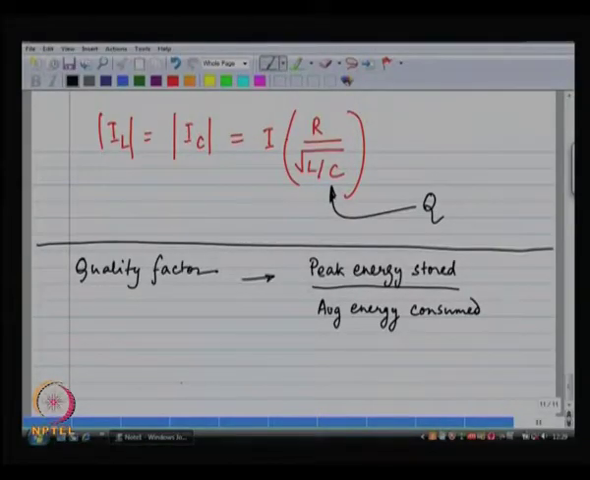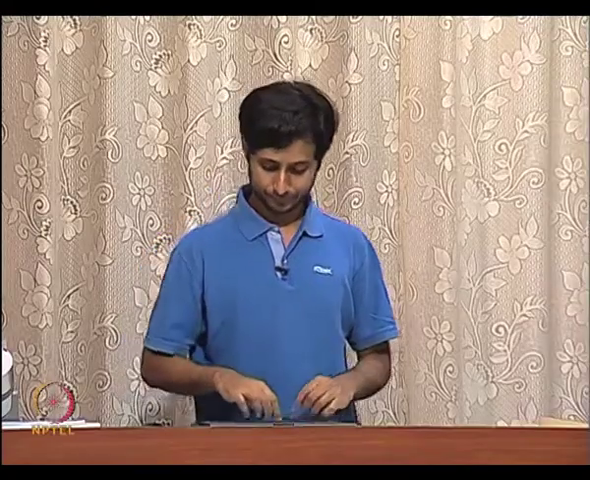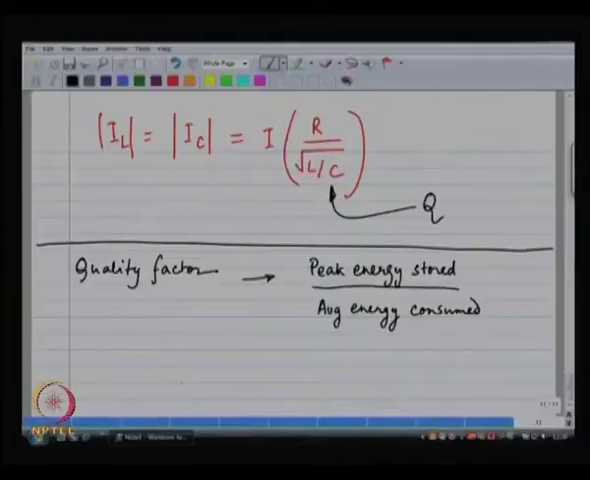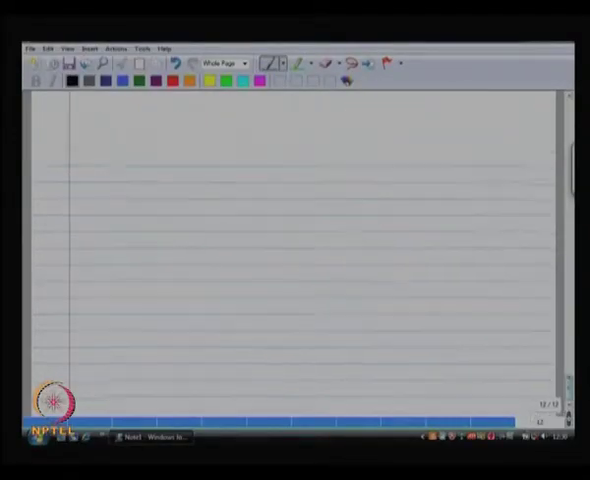Where is the energy consumed? The energy is consumed in the resistor. Of all my circuit elements, R, L, C, mutual inductances, etc., resistances are the only elements that consume energy. Okay.